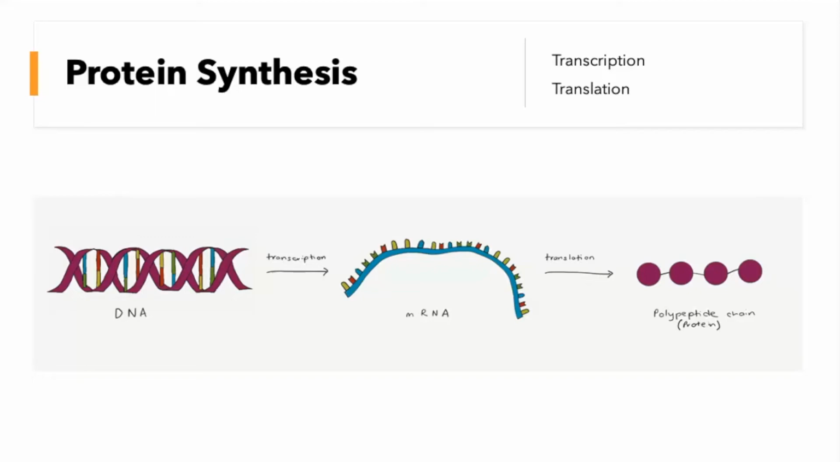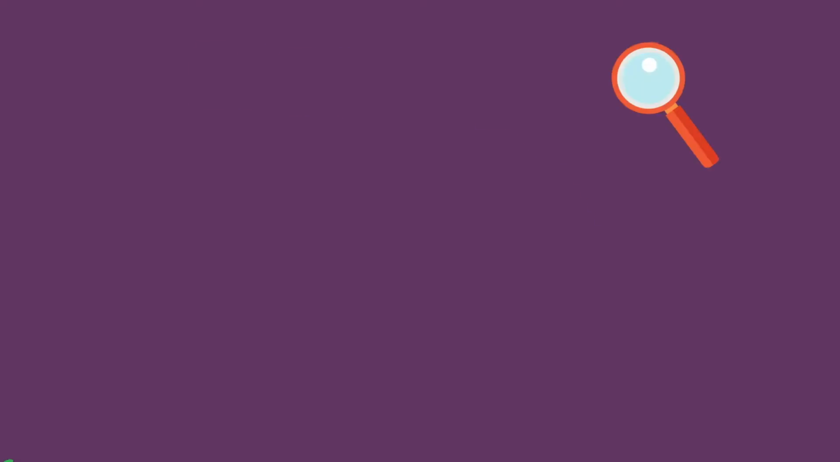In this episode, I explore the process of protein synthesis. This process uses DNA to create proteins by reading the genes. These genes are translated into proteins. Remember, proteins are made of polypeptide chains, and this process can also be referred to as polypeptide synthesis.